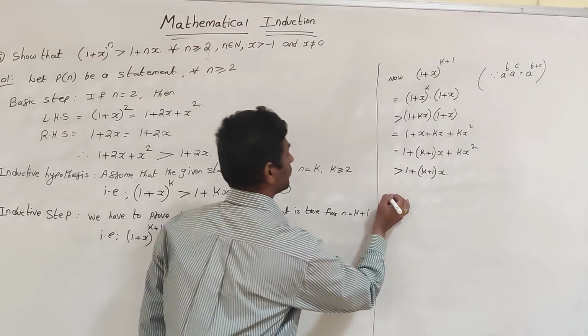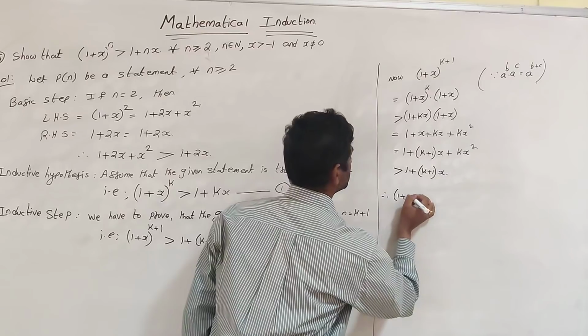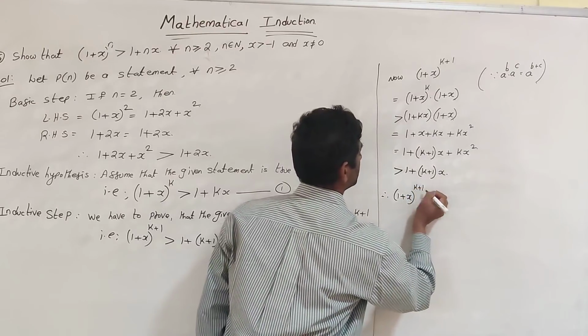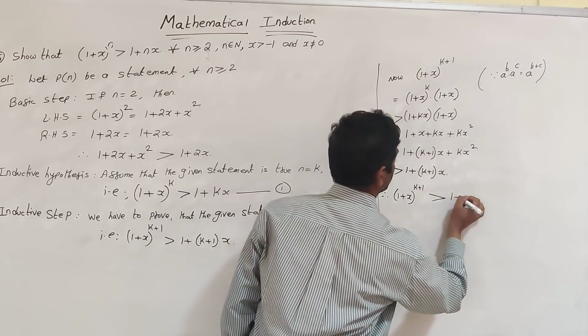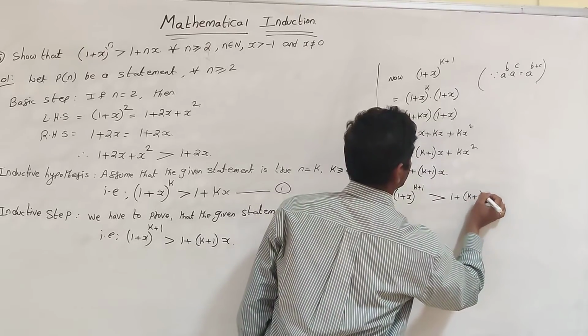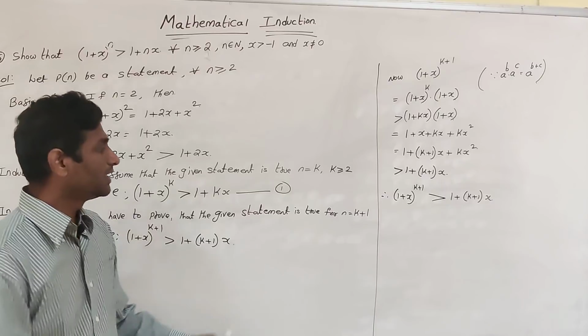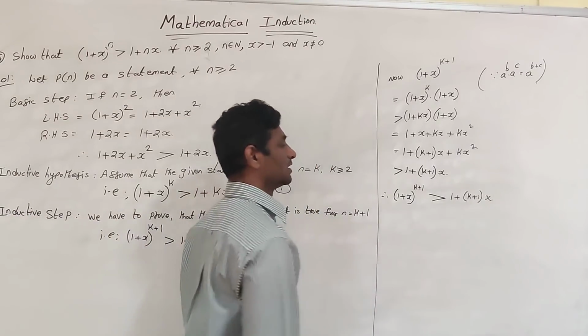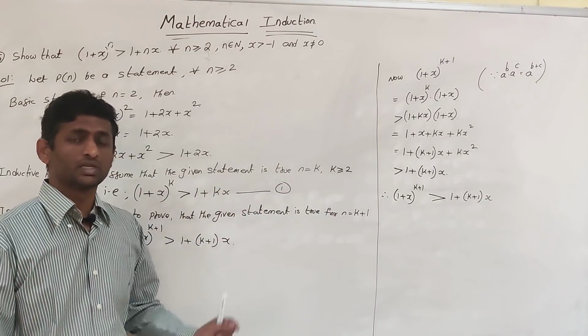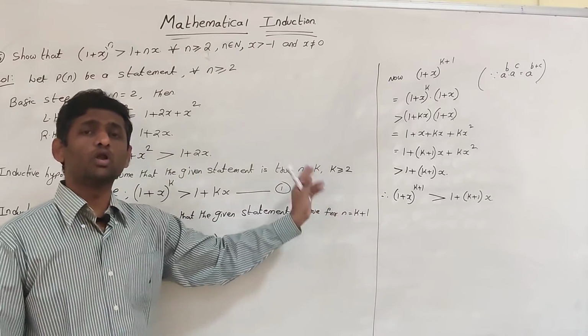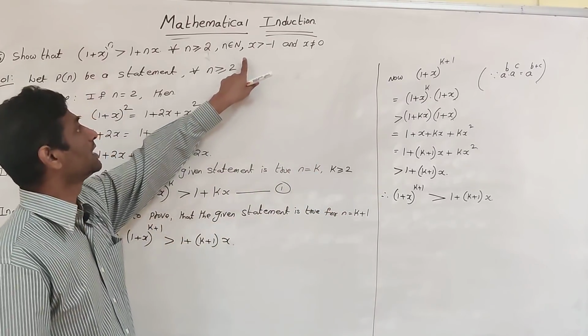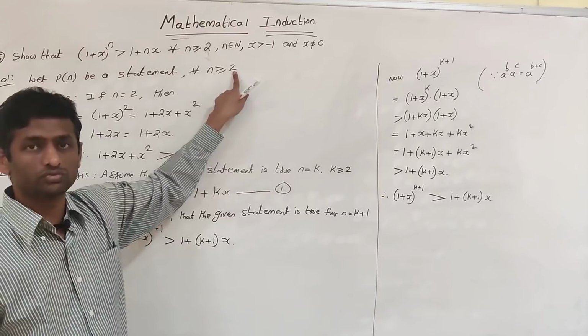So what we can conclude is (1 + x)^(k+1) will always be greater than 1 + (k+1)x. So by using mathematical induction, the given statement is true for all natural numbers, but the natural numbers should start with 2.